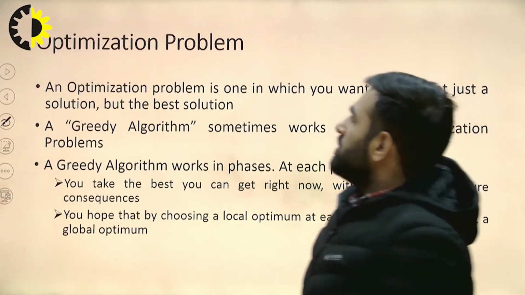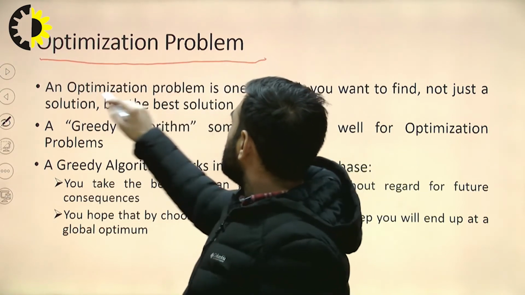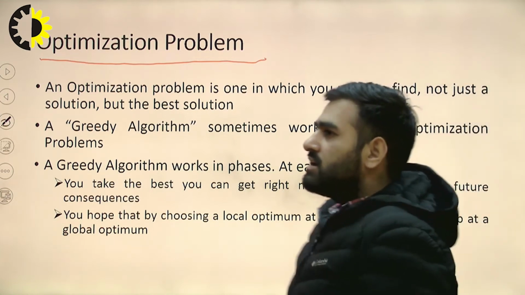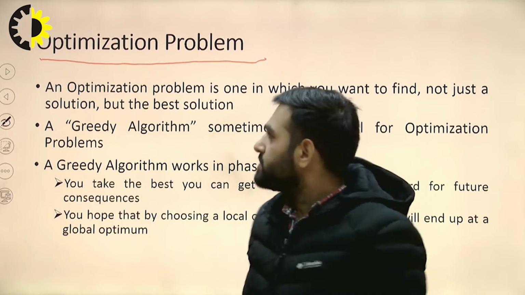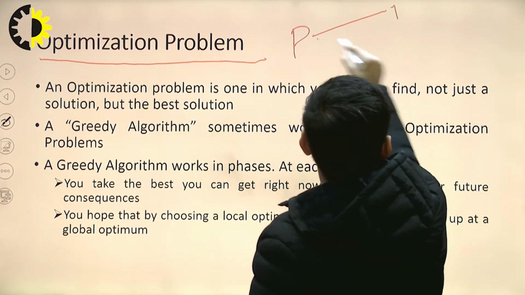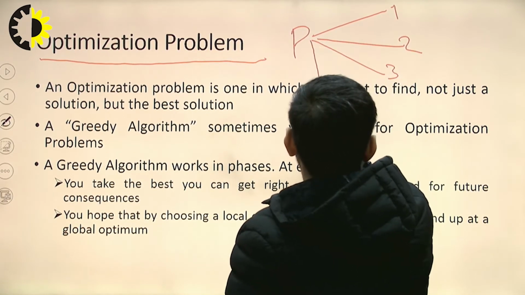Now, what is an optimization problem? An optimization problem is one in which you want to find not just a solution but the best solution. Suppose we have n number of solutions for a particular problem. Suppose there is a problem P which will give us solutions 1, 2, 3 and n.